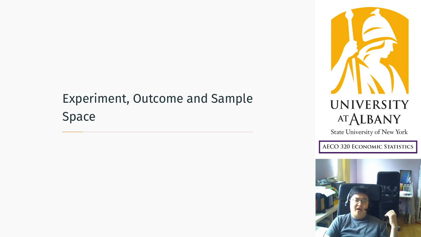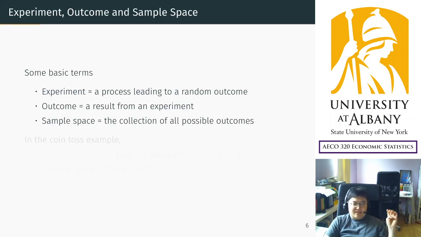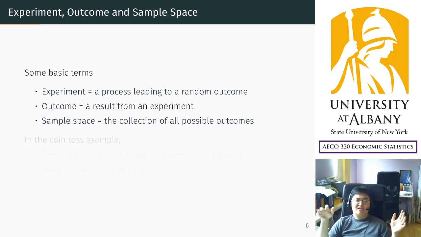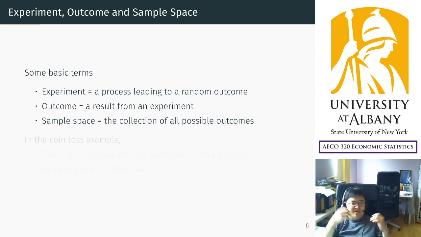Experiment, outcome, and sample space. Those are the underlying terms. First, think about experiment. An experiment is an action or a process leading to a random outcome. Even without a definition, you understand what it means. An outcome is an outcome from an experiment, and sample space is a more technical term. Sample space is the collection of all possible outcomes.